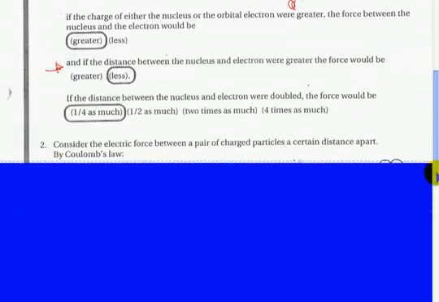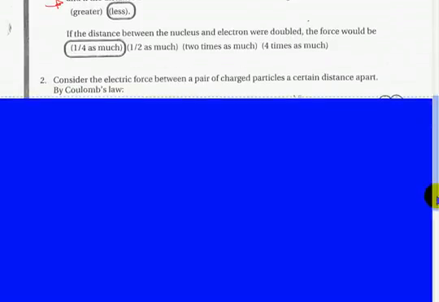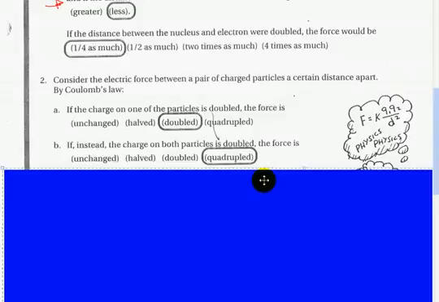Moving on. We're going to look at a couple more scenarios, see if you understand this. Consider the electric force between a pair of charged particles a certain distance apart. By Coulomb's law, if the charge on one is doubled, what happens to the force overall? The force will also be doubled. Good. B, if instead the charge on both particles is doubled, now you have twice as much charge on each side, what's going to happen to the force? It's going to be quadrupled, 4 times as much, right?